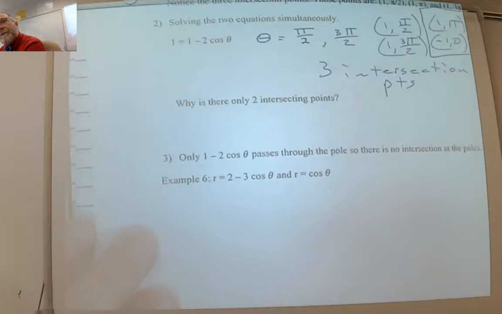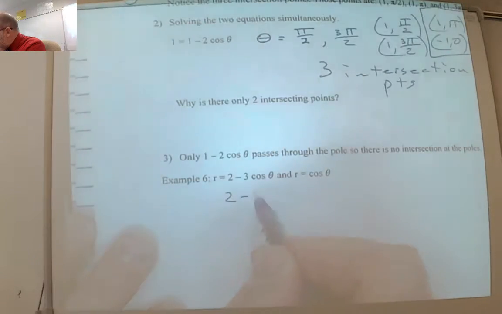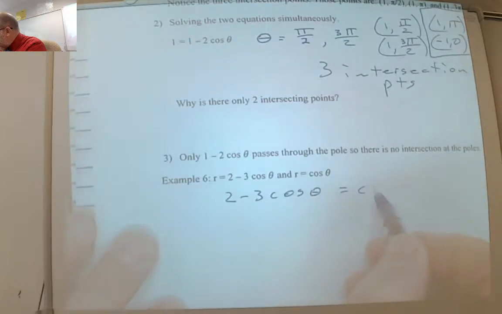Are you ready? I'm ready. Okay, walk me through how to figure out these intersections. Number 6, example 6. Okay, so you put the r's equal to each other, so it'll be 2 times 3 cosine theta equals cosine theta.